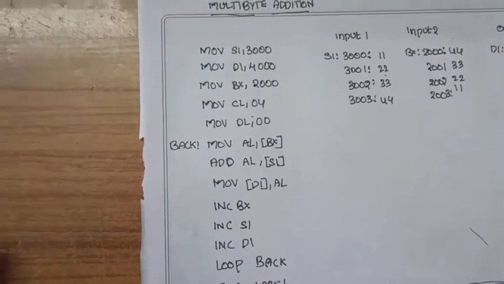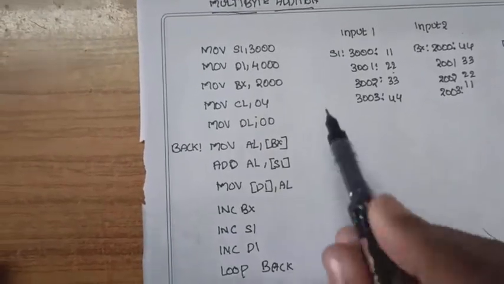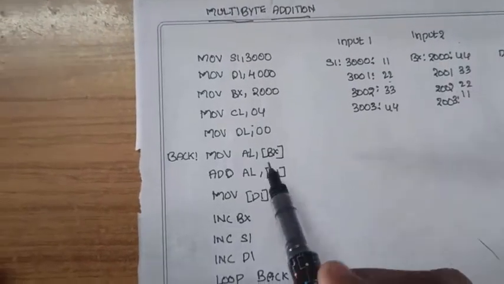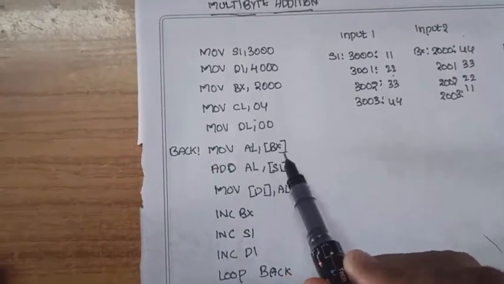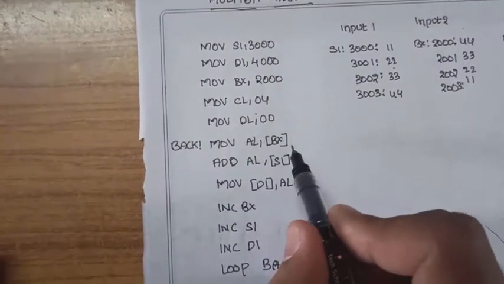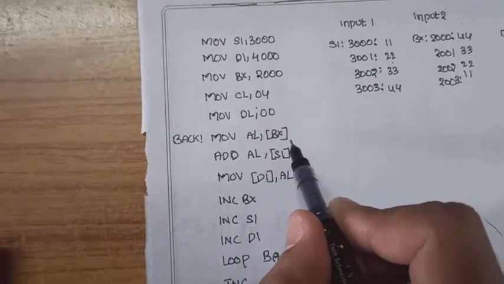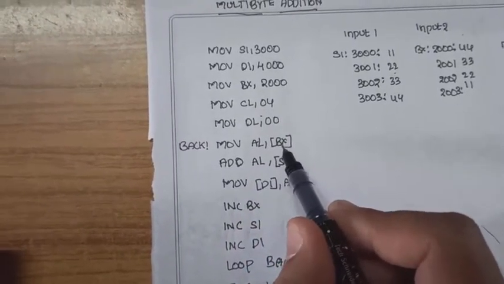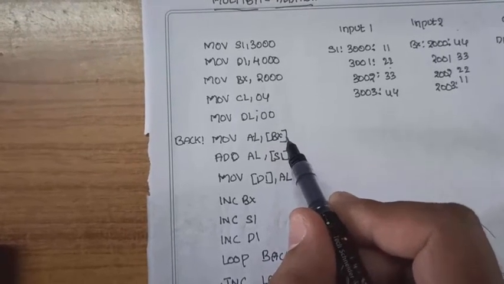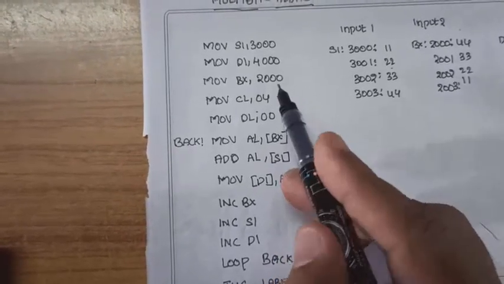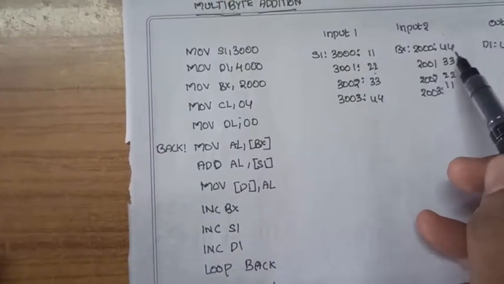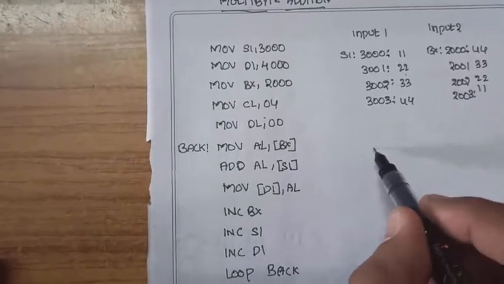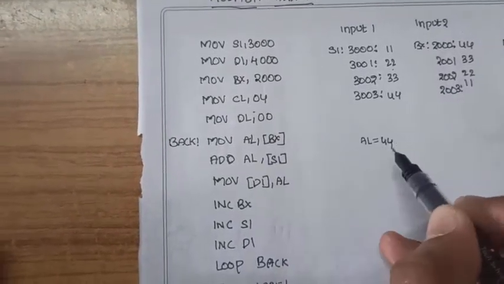Now how does this logic work? Right now the BX value is 2000, and in 2000 we have a value 44. With the instruction MOV AL, [BX], when you place brackets around any register or any value, it becomes a memory location. The meaning of this instruction is that it moves the data available in the location pointed to by the register BX, that is, the data in location 2000, into AL. So after this instruction AL will be 44.